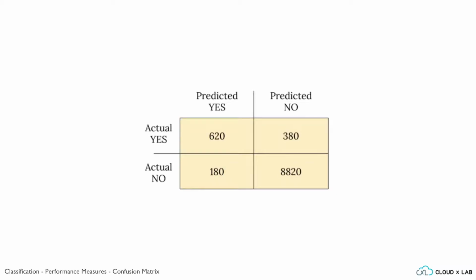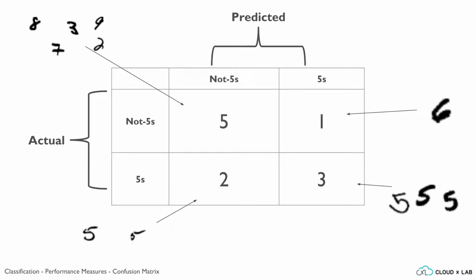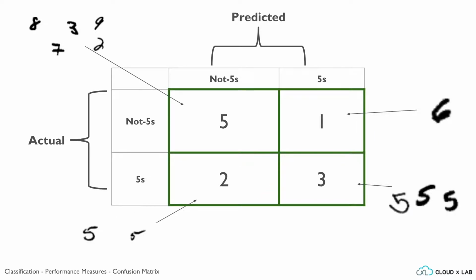A much better way to look into performance of a classifier is to look at the confusion matrix. The general idea of the confusion matrix is to count the number of times instances were correctly and incorrectly classified. Let's see the confusion matrix of the 5 detector. The confusion matrix contains the counts of actual versus predicted value. Each row in the confusion matrix represents an actual class, while each column represents a predicted class. Each cell in the matrix represents the count.